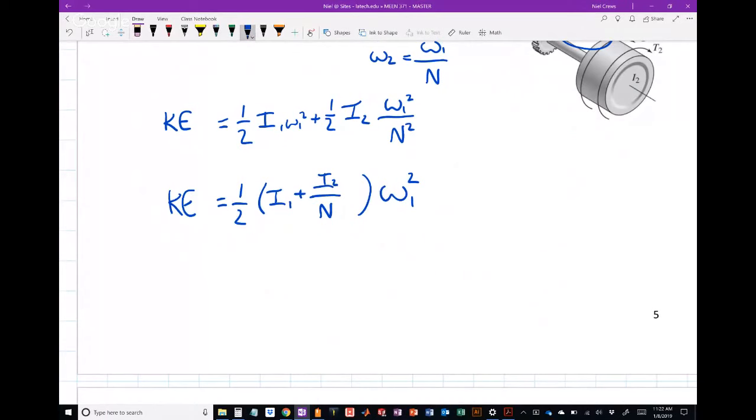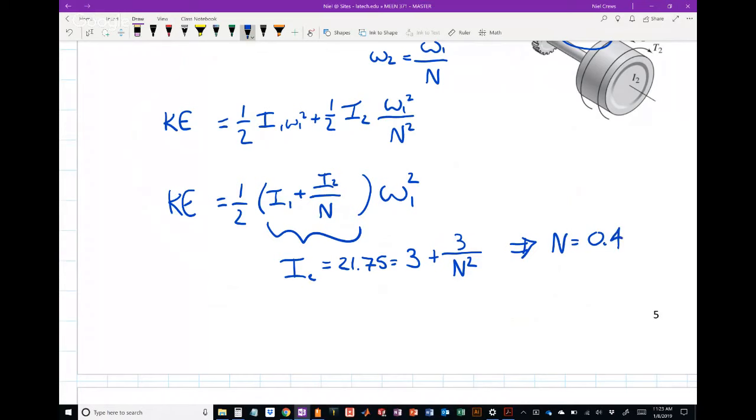Okay, so from here, we are going to find that this is our effective moment of inertia. This is given, so we're not going to go far beyond that, right? So this is going to be 21.75, which is given in the problem statement, equals I, we know that this is 3, that was given, plus 3, which is I2, over n squared. Okay, solving this equation gives us that n is going to be 0.4.